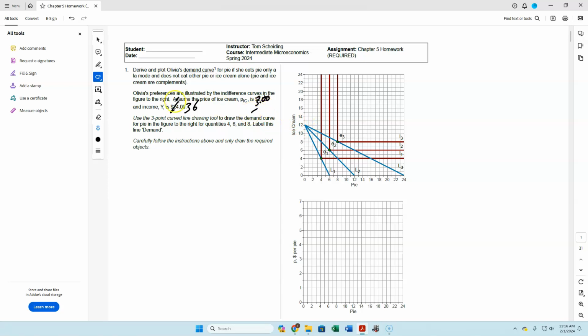Makes sense here, right? 3 and 36. That's why I have an intercept here of 12. And then all we need to do in this case here is look at the x-intercepts here. If it's at 36, then the price of pie is $6 versus the price of pie here being $3 versus the price being $1.50.